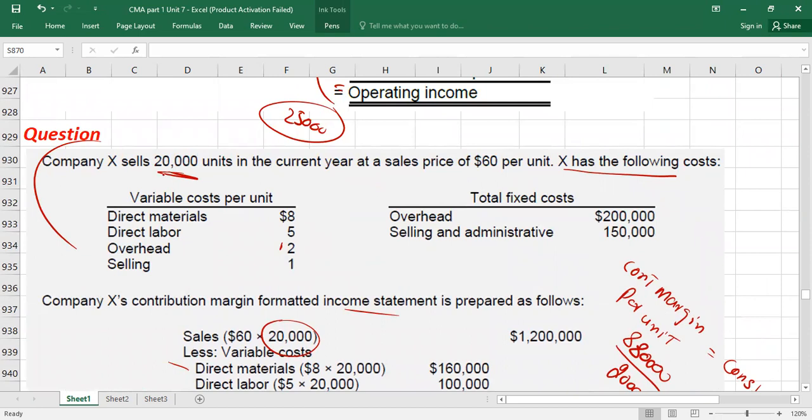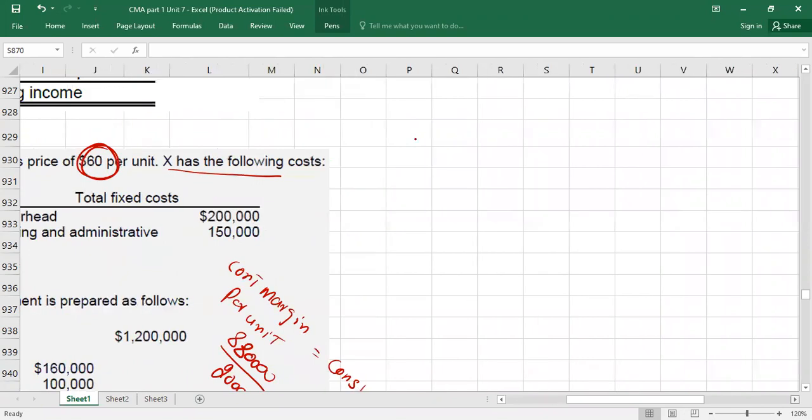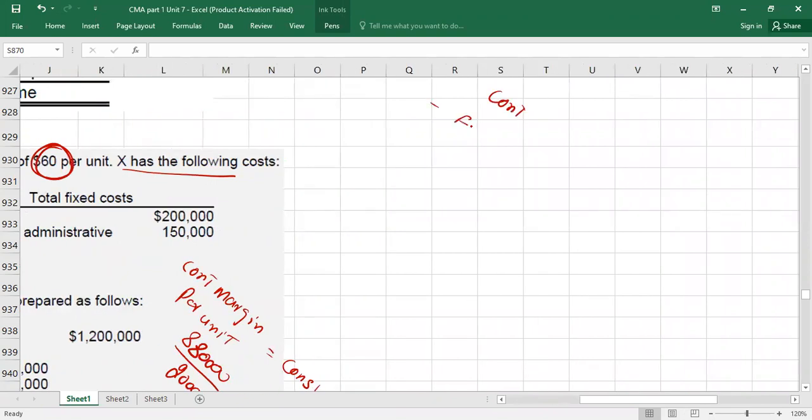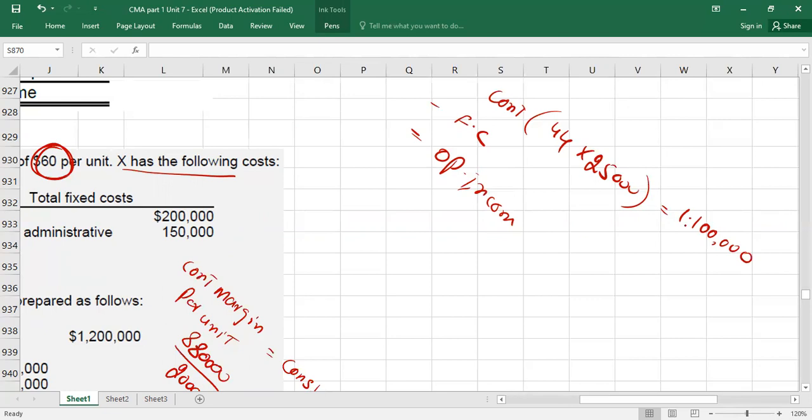I will quickly calculate contribution per unit: sale price per unit minus variable cost, which is $44 contribution per unit. So I will start directly from the contribution minus fixed cost, and I will get the revised operating income. Contribution per unit was 44, multiplied by the new number of units sold, 25. It will give you 1.1 million. Then you will deduct fixed cost.